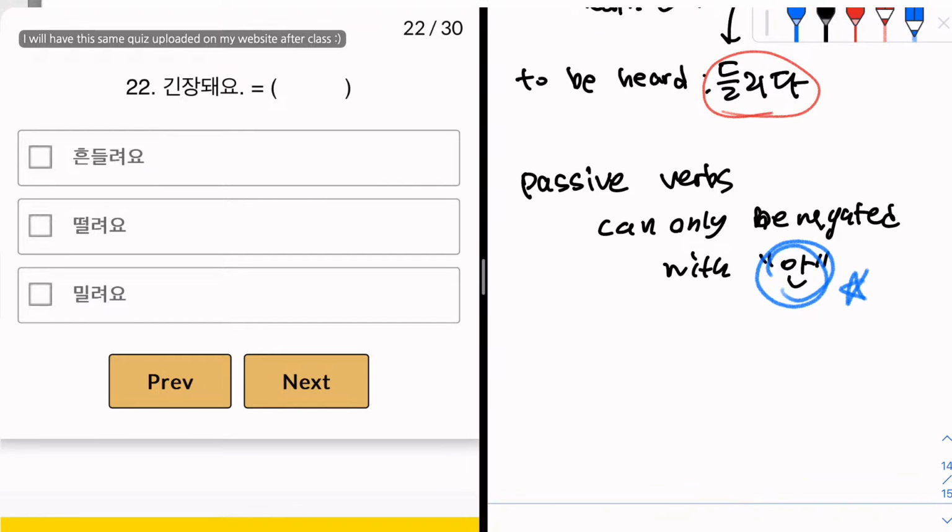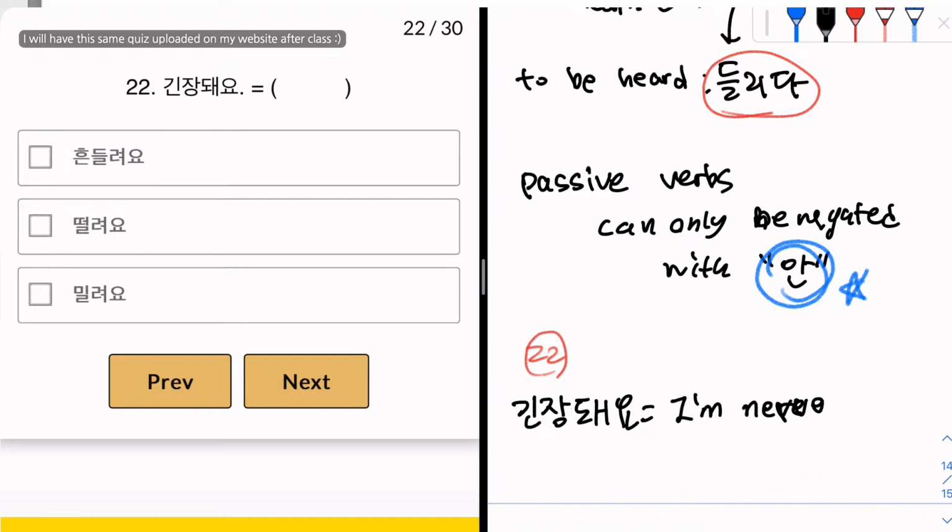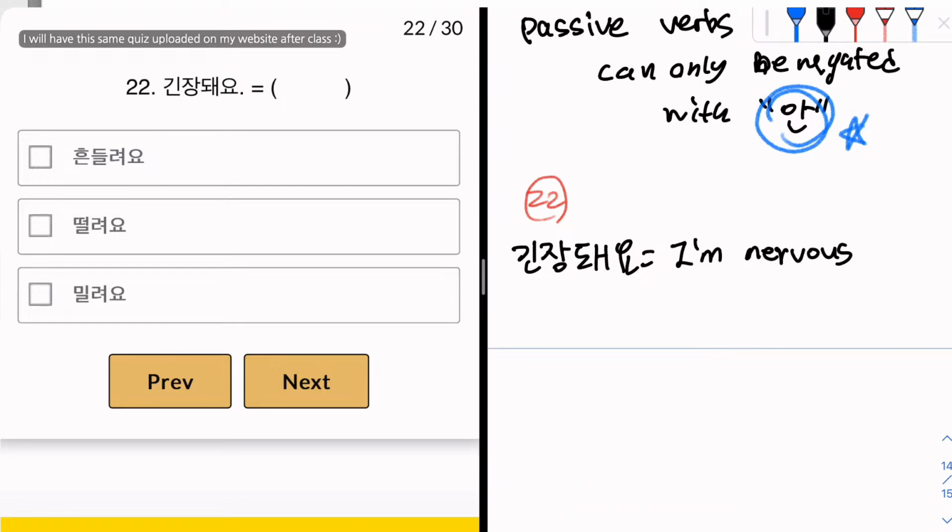그 다음에 number 22, guys. Number 22. So 긴장되다. 긴장돼요. 긴장돼요 means I'm nervous. I'm nervous. Sorry. Let me write again. I'm nervous. And what would be the synonym of I'm nervous, guys? I'm nervous. Phoebe got it right. 맞아요. 그거 맞아요. 그래서 여기서 literally translated 흔들려요 means my body is shaken willfully.